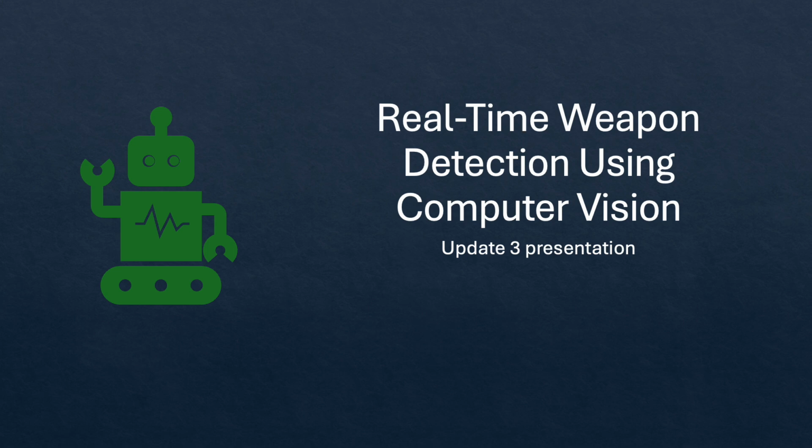And I'm here to present the third progress update of our project titled Real-Time Weapon Detection Using Computer Vision. So our project has moved from idea to implementation, and in this update, I'm excited to show how we took our project beyond just training and testing and made it work in a real-time environment. And I'll walk you through a quick recap of where we left off in the last update too.